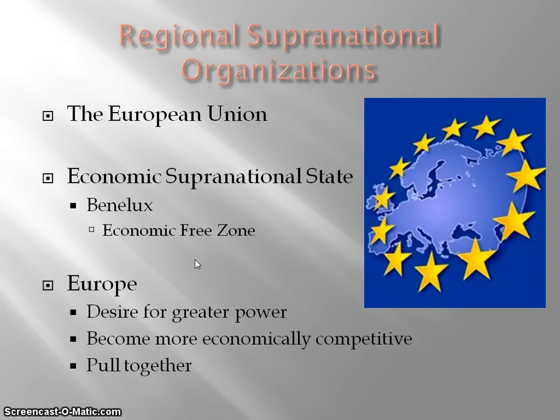So when we talk about the European Union, it really begins with the formation of an economic supranational state called Benelux. Benelux was an economic free zone formed between Belgium, the Netherlands, and Luxembourg. This was in an attempt to bring greater economic prosperity through free trade between these countries. And so the European continent, looking to that as their example, decided to draw upon that idea to formulate the European Union. Now, the European Union was created out of a desire for the European continent to become a greater economic power on the world stage.